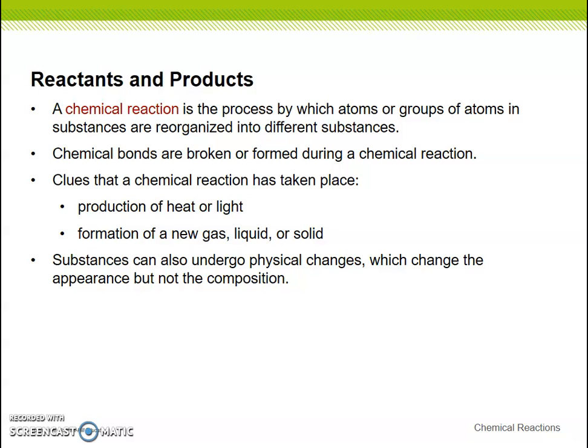Substances can also undergo physical changes, which change the appearance, but not the composition. So this would be like boiling water. I still have water, but it is just in the vapor form. So it's no longer a liquid, but it is still a water molecule. Same thing with ice. I can freeze liquid water into ice. It's still water though, it's just in a different state.